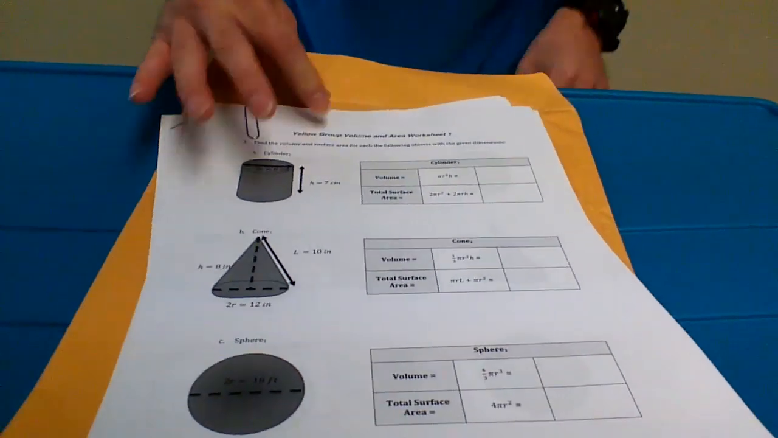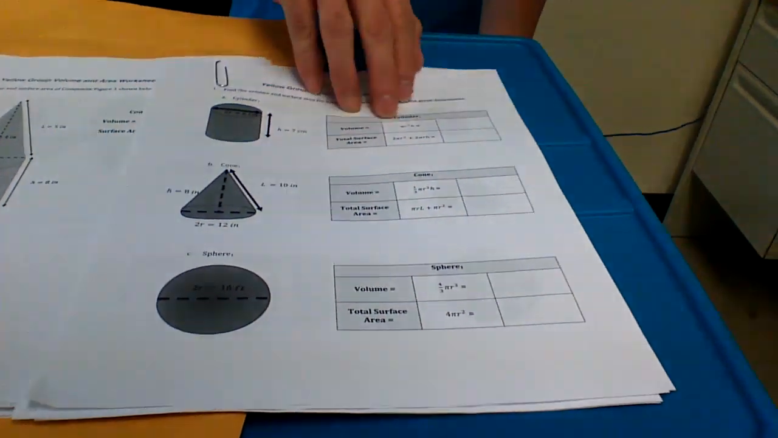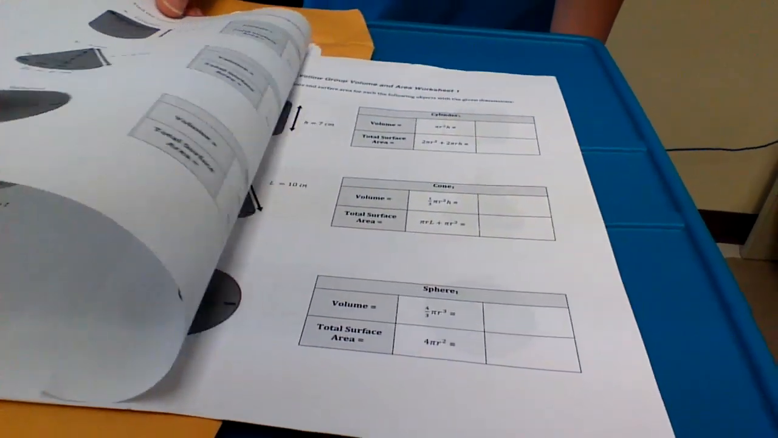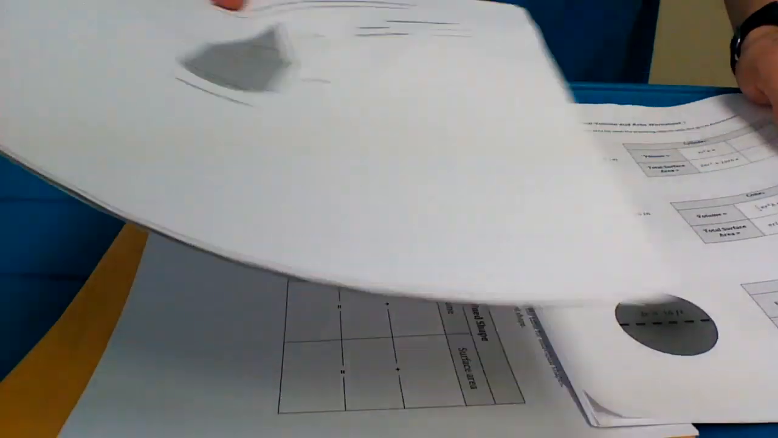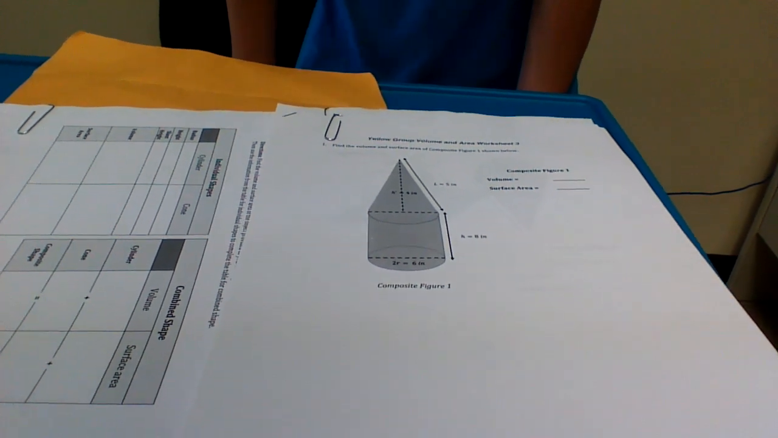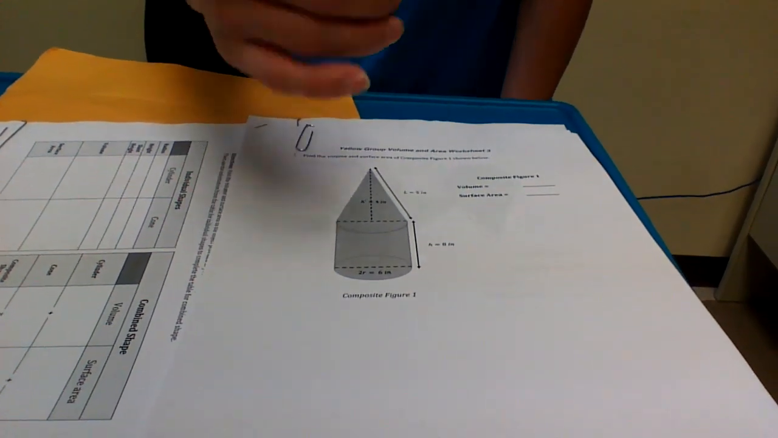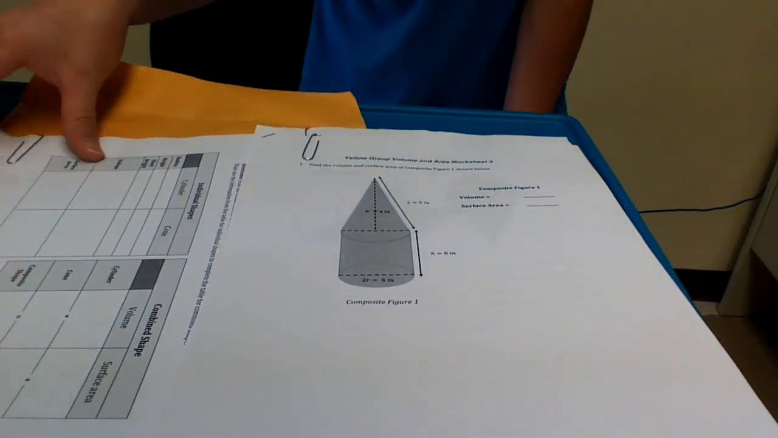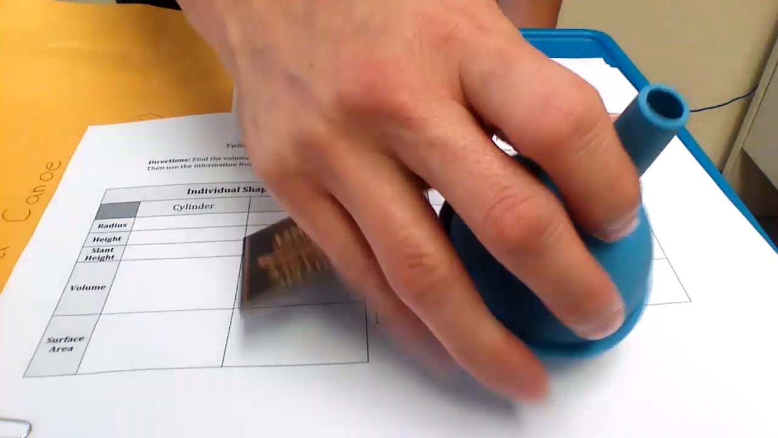Similarly, yellow group does the same thing. In worksheet 1, they'll talk about their shapes, which are the cylinder, cone, and sphere. You can do problem 1 with them, and then the rest they can try to do on their own. In worksheet 3, again, they'll do composite shapes. You talk about how volume and surface area can be figured out by finding individual shapes first and then combining them. Their real life object is the mini funnel.